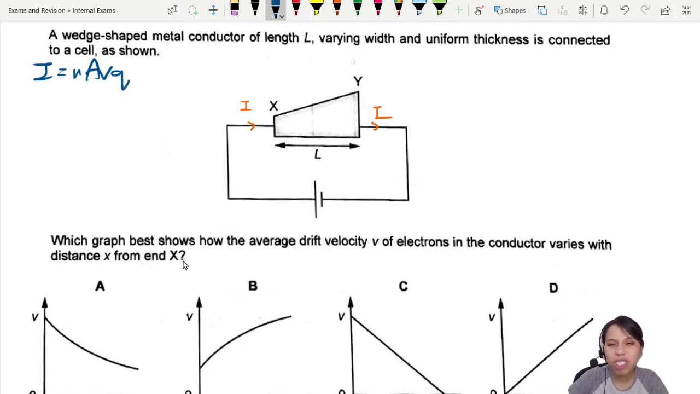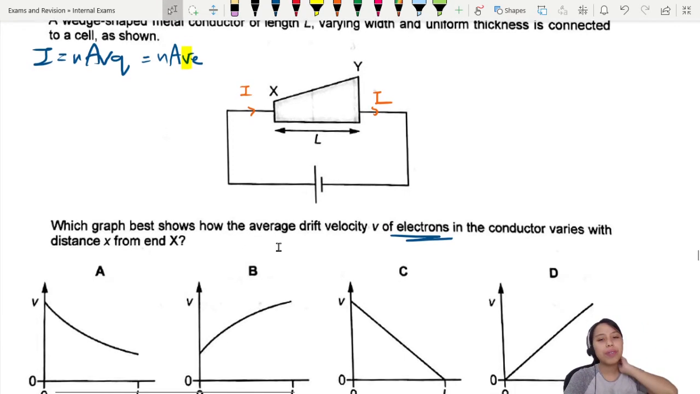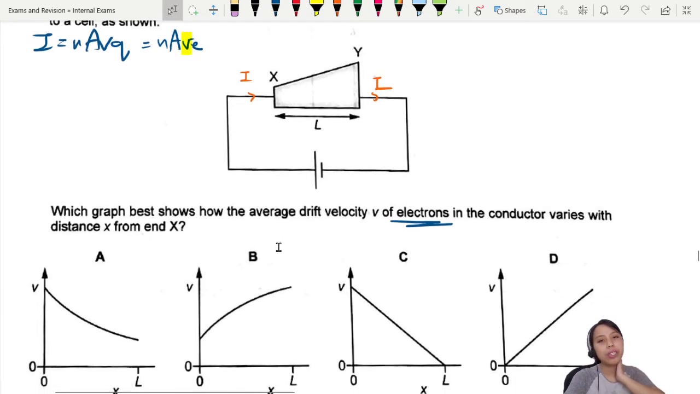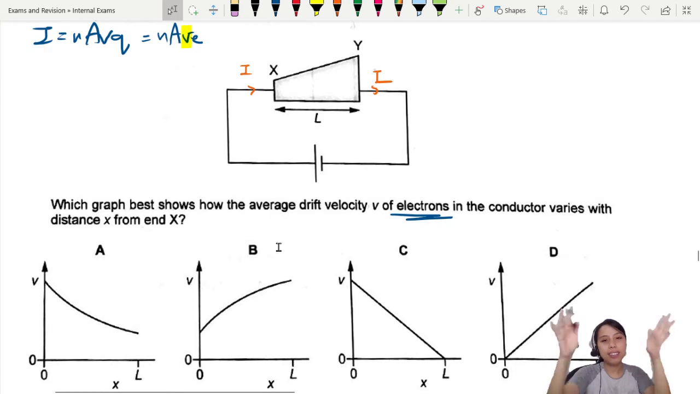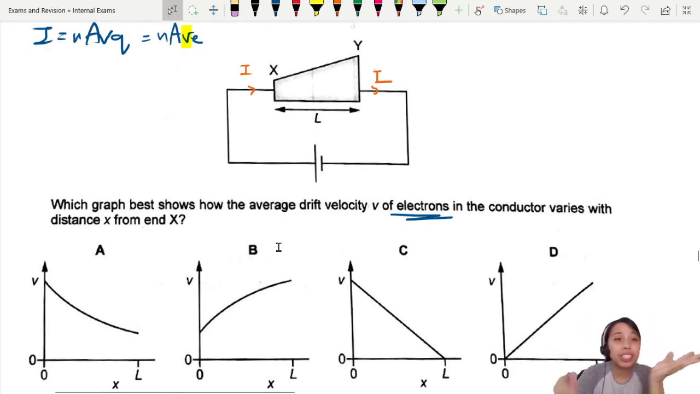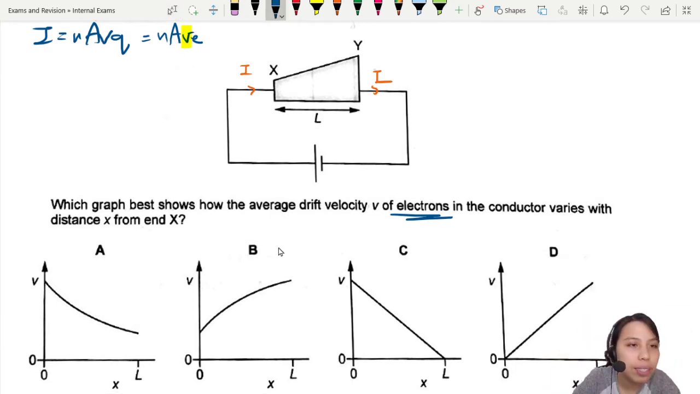Here it is what? Electrons, right? So I = nAve. V here is the drift velocity. And they ask us drift velocity in terms of position in this funny shape wedge. So let's rearrange this and see. V equals I over nAe.